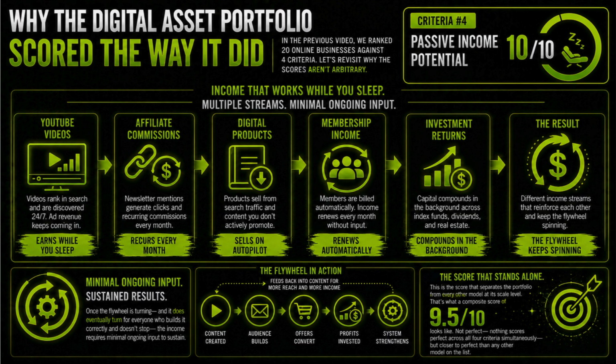Once the flywheel's turning, and it does eventually turn, for everyone who builds it correctly and doesn't stop, the income requires minimal ongoing input to sustain. That's what a composite score of 9.5 looks like. It's not perfect. Nothing scores perfect across all 4 criteria simultaneously, but it's closer to perfect than any other model on the list.